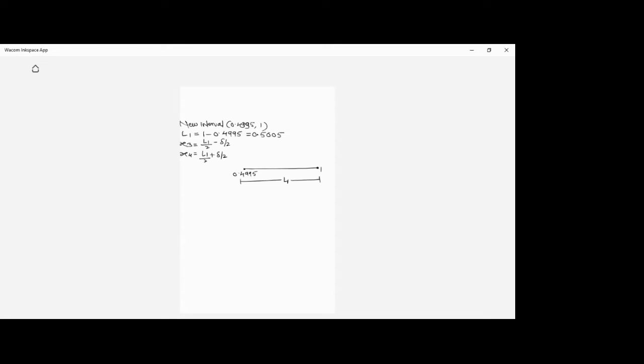So the value of x3 here can be written as L1 by 2, that is 0.5005 by 2, minus delta, which is 0.001 divided by 2. And the value, if you do the calculation, comes out to be 0.7492. Similarly, if we do L1 by 2 plus delta by 2, that is 0.5005 divided by 2 plus 0.001 divided by 2, the value that you are going to get is 0.7502.